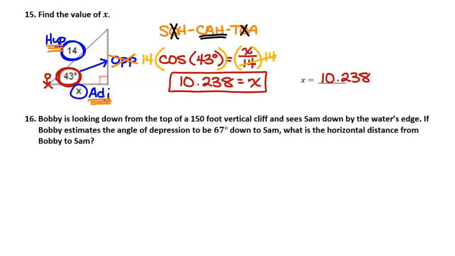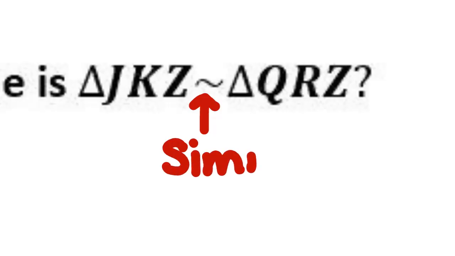What else would you guys like to see from the packet? Yes. Number 9? Absolutely. Number 9, in the figure, JK is parallel to QR. By what rule is triangle JKZ similar to triangle QRZ? Remember, when it just has that single squiggle like that, that means similar.